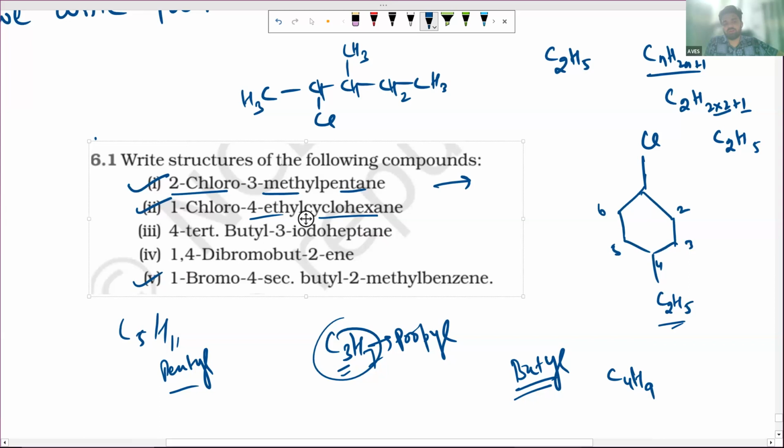Write the name of 4-tertiary butyl iodoheptane. We have done this one. 1,4-dibromo butene. Write the name of this one. Fourth one. Try to draw the structure of this one.